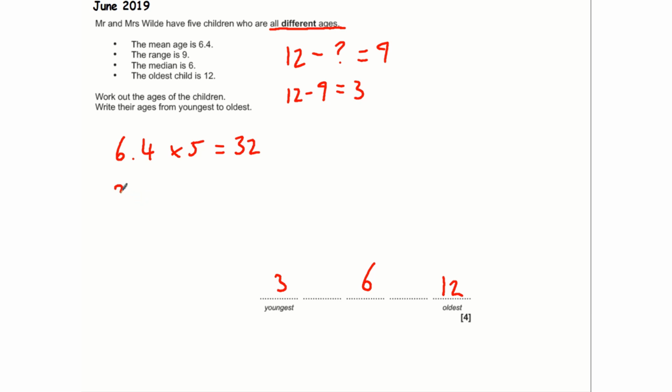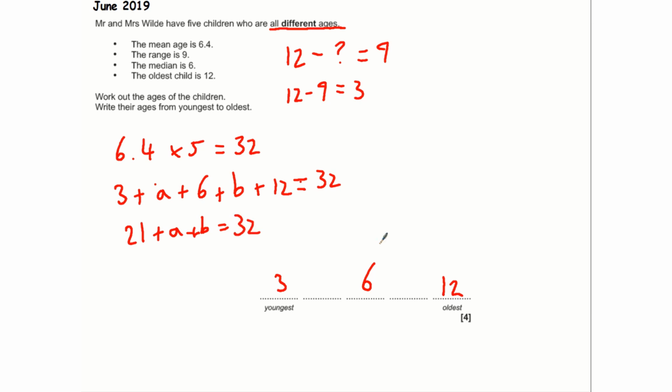Okay, so I can do 3 add something. So I'm going to call it A, add 6, add, I'm going to call it B, add 12 equals 32. Okay, and then I know that I'm going to add up everything that I know. So I'm going to do 3, add 6, add 12. So 9 add 12 is 21. Then I want to find this value and we've called it A. Then I want to find this value and we've called it B. Okay. And that would equal 32. So I know 21 and then add two numbers equals 32.